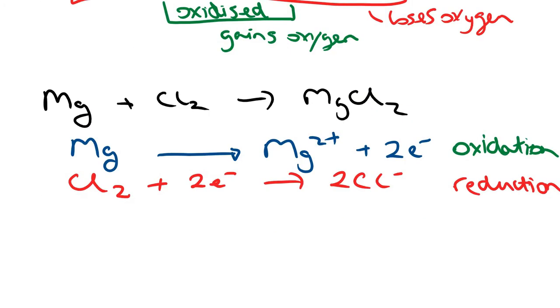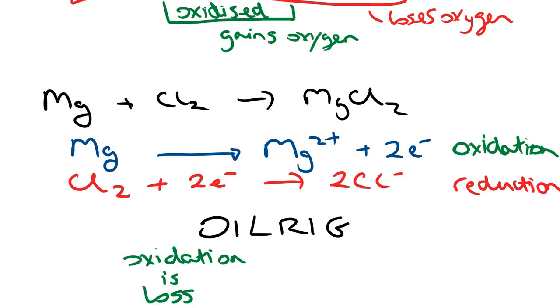So another way to describe oxidation and reduction is that when a substance, like an element, loses electrons, oxidation occurs. When a substance gains electrons, reduction occurs. We can remember that by looking at the mnemonic OIL RIG, where we say oxidation is loss and reduction is gain of electrons.